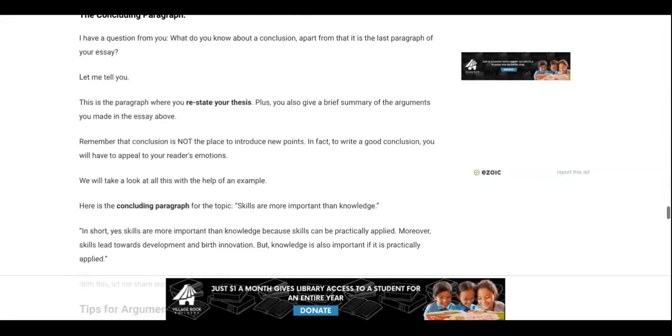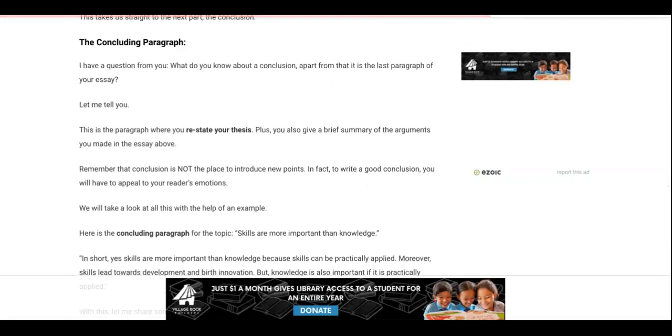So the concluding paragraph. Now this is the important part. Your last paragraph should restate your thesis. What does that mean? The thesis, where you summarized everything and presented your point of view, should be restated, not in the sense that you write the whole thing again, you just copy paste.